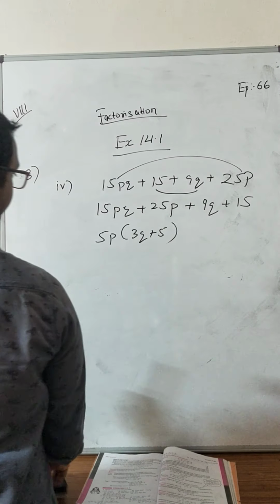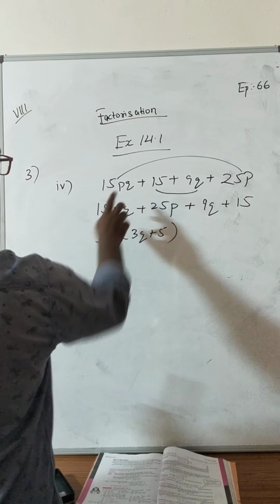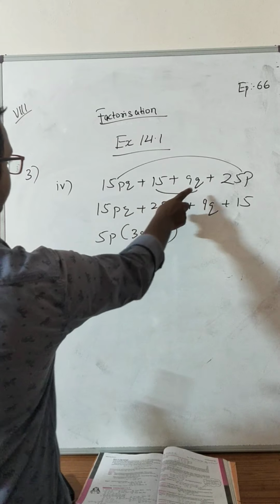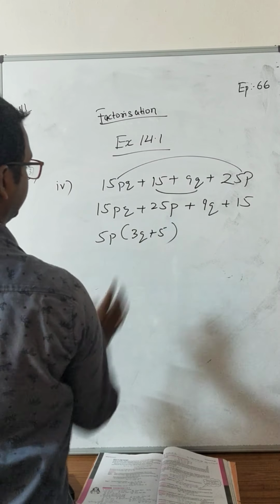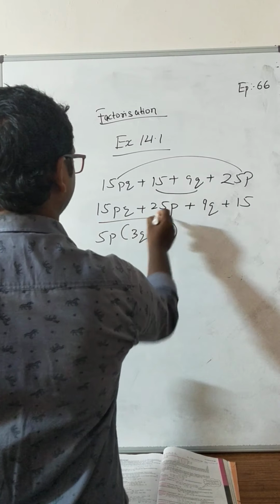Just check the answer. 5p into 3, 5 into 3, 15, p into q, pq. Next, 5p into 5, 5 into 5, 25, 25p. So this is the right factorization of these two terms.